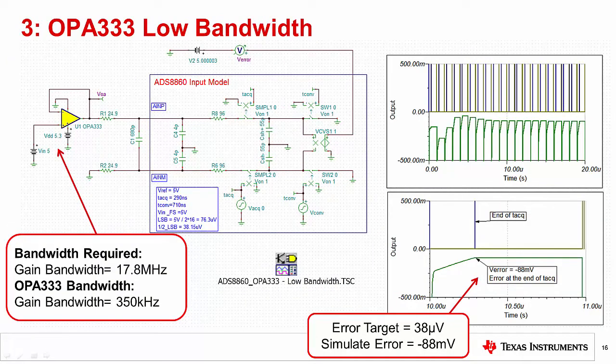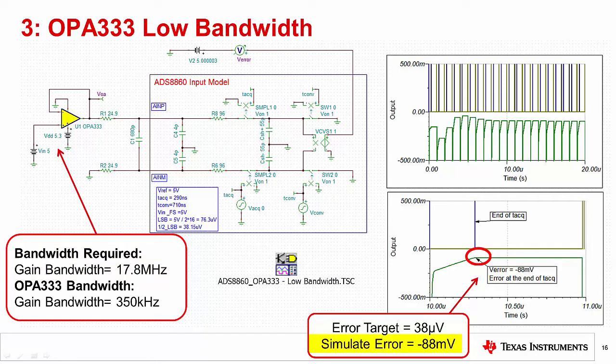In this experiment, we will intentionally choose an amplifier with insufficient bandwidth to drive the SAR ADC. Here we use an OPA333 op-amp with a bandwidth of 350 kHz. Remember, the bandwidth requirement from the calculator was 17.8 MHz.